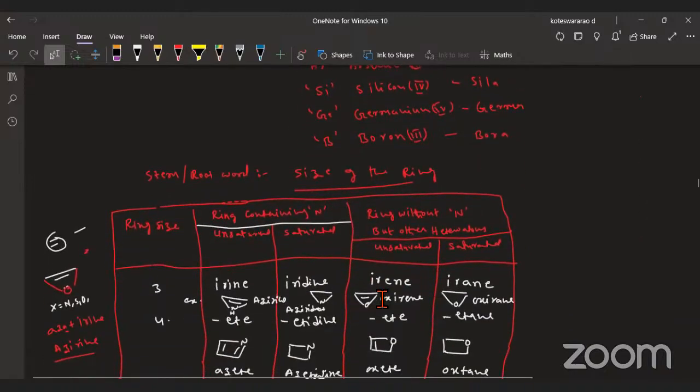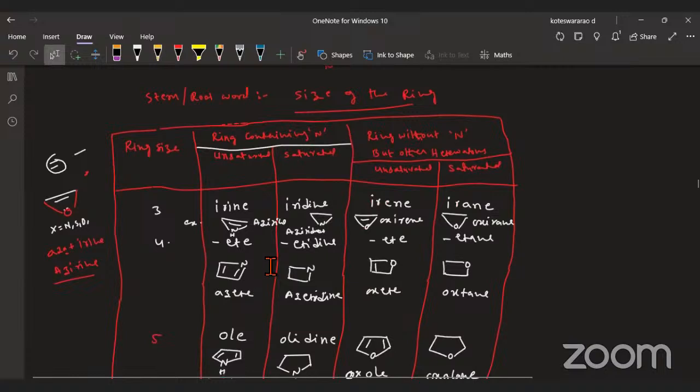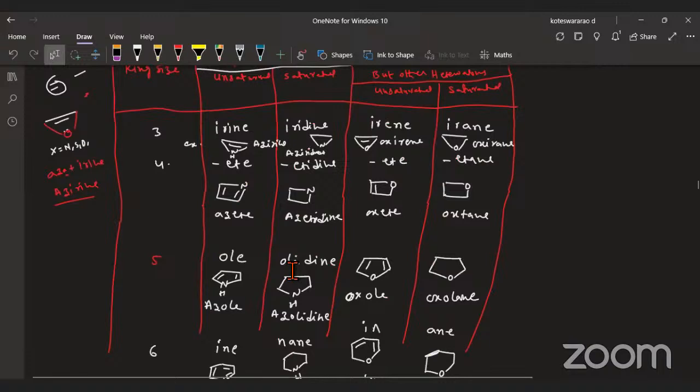Coming to the stem word, the root word indicates the size of the ring. We have already studied this in class, and now we are making this table. I have given one example for everything. Suppose it is a three-membered ring: unsaturated with nitrogen is indicated with irine, for example azirine. If it is fully saturated with nitrogen, it is aziridine. Next, irene, if it is a compound with oxygen without nitrogen, it is indicated with irene.